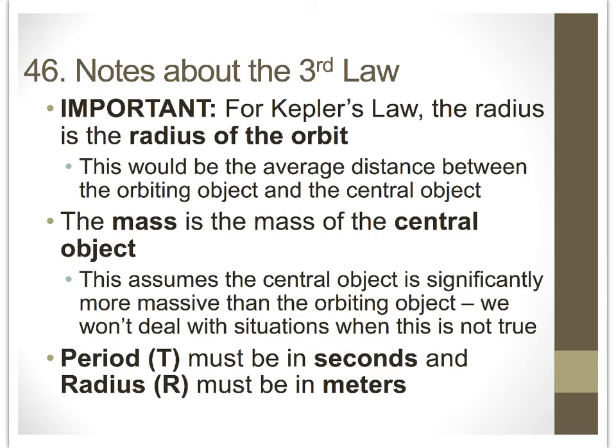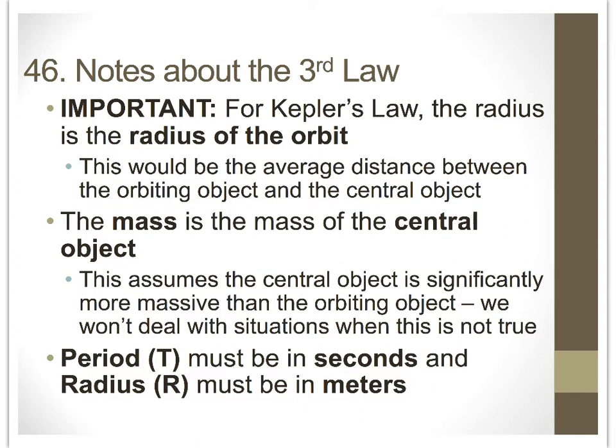Few really important points to keep in mind here with the third law. The first is that r is the radius of the orbit, okay, not the radius of the object itself. It's the radius of the orbit, or the circular path taken by the object while it's in orbit. Okay, that's what that r stands for. So that's one important thing to keep in mind. The second is the mass is the mass of the central object. Again, the thing that is being orbited. If we're talking about the moon, it would be the Earth. If we're talking about a planet, it would be the sun.